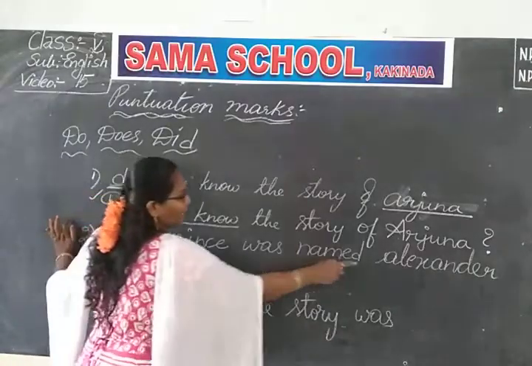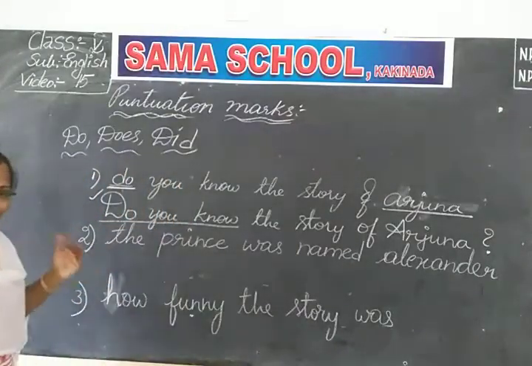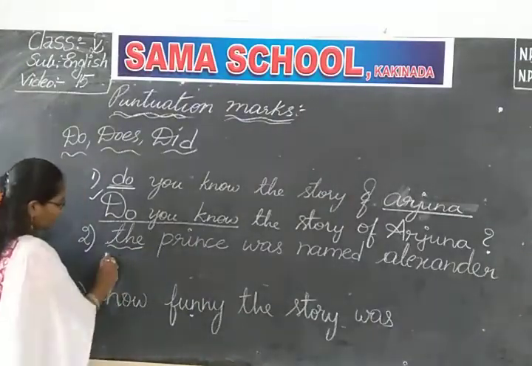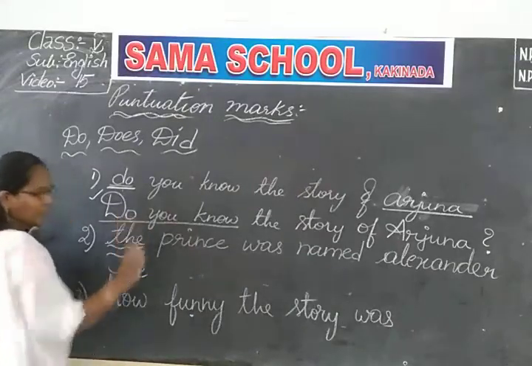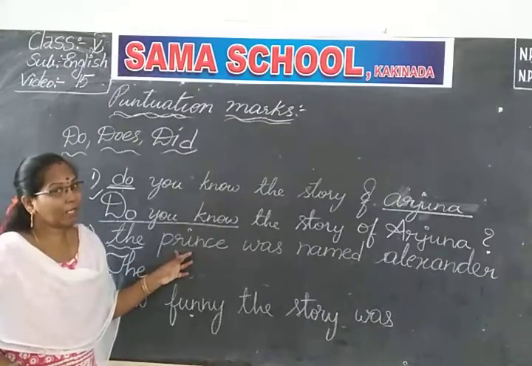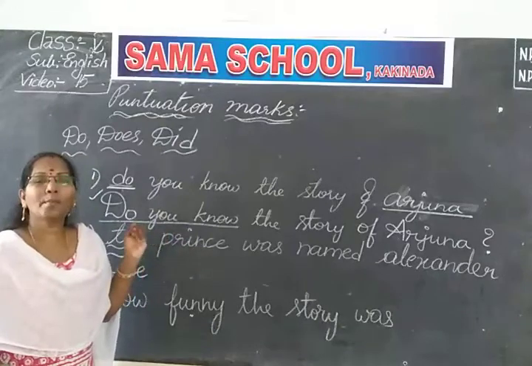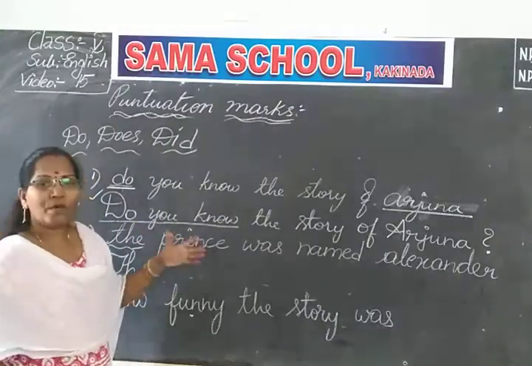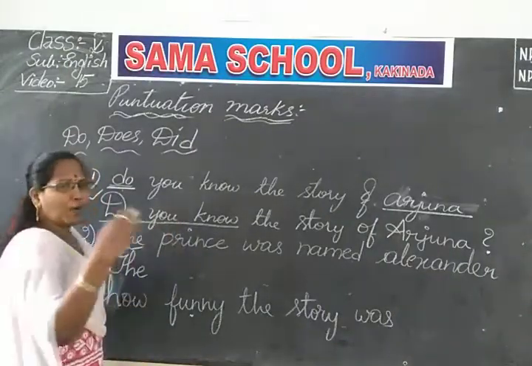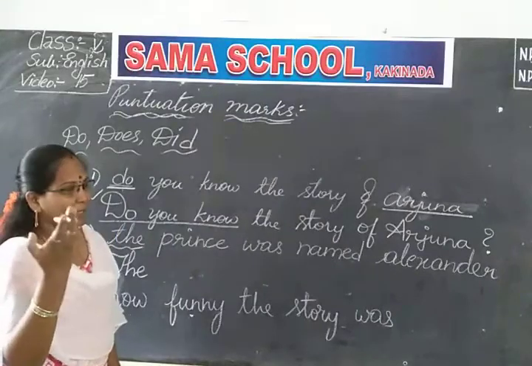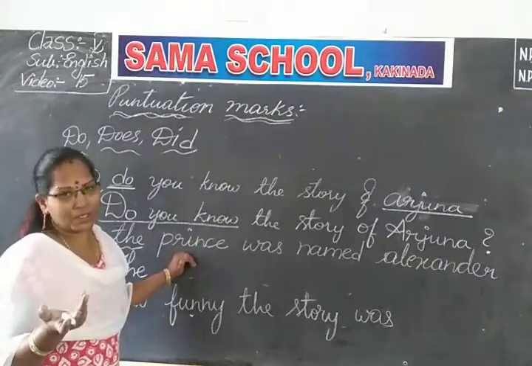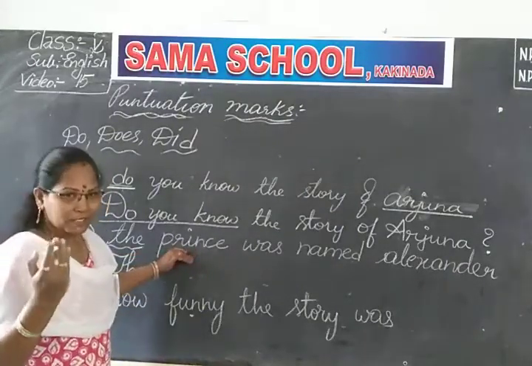The prince was named Alexander. Obviously, the sentence we should begin with a capital letter. So write down T-H-E, the T capital. Do we need to write the word prince as a capital? No. Why? Because prince is a common noun. The child of a king, whichever king it may be, is called a prince. If a king has given birth to an heir, that person will definitely be called a prince, isn't it? All kings' sons we call a prince.